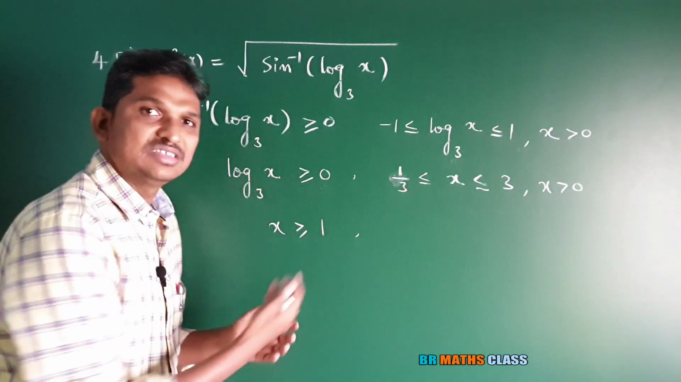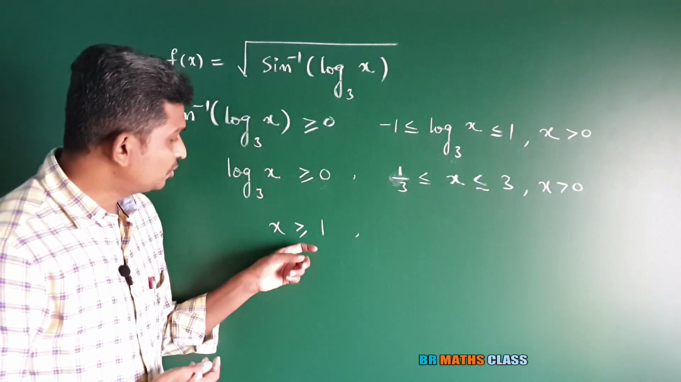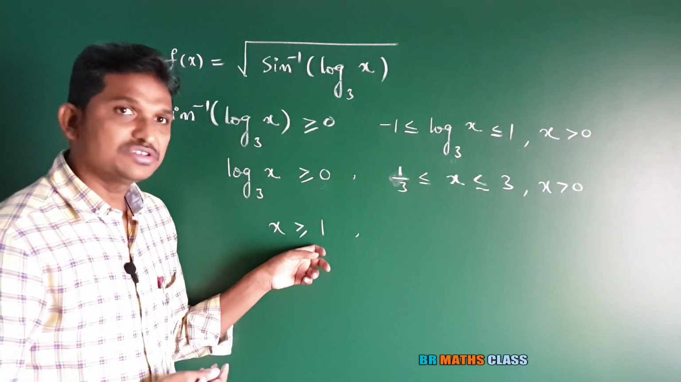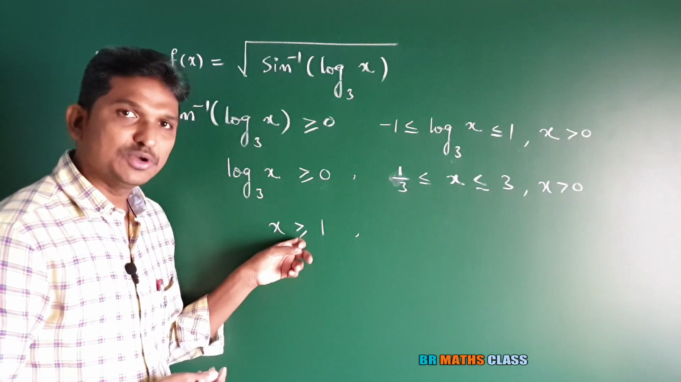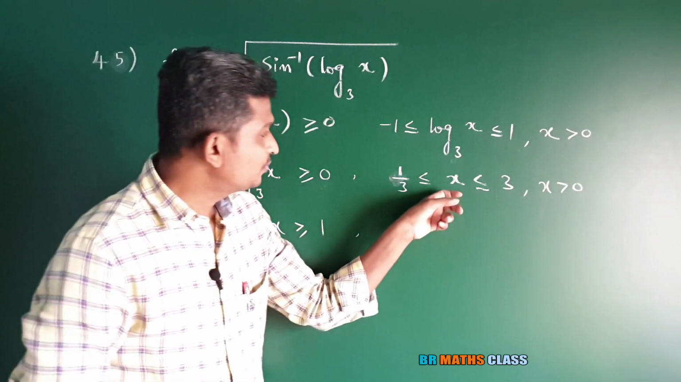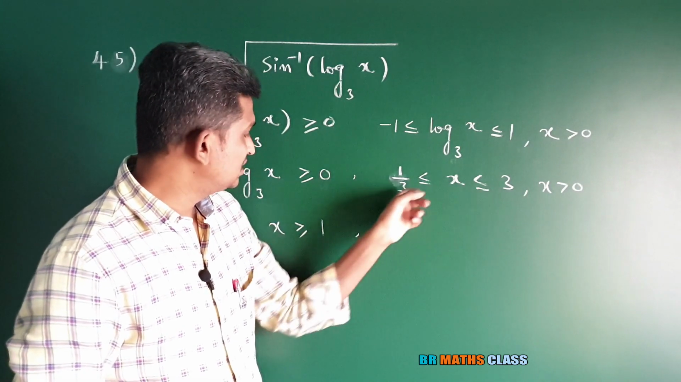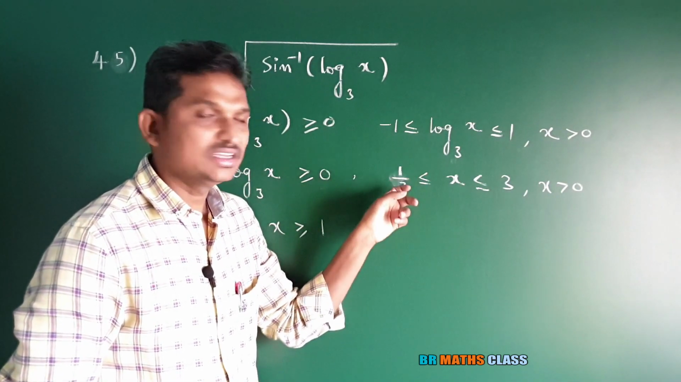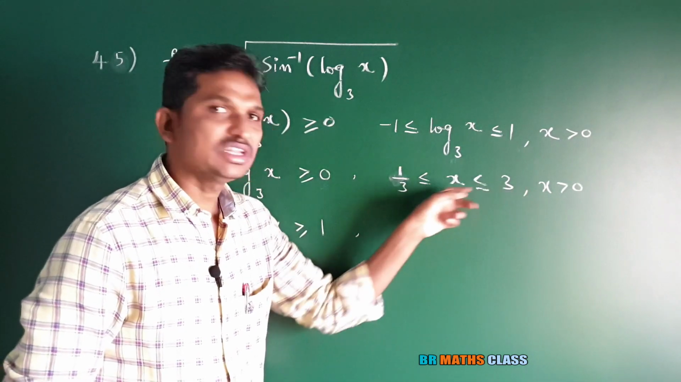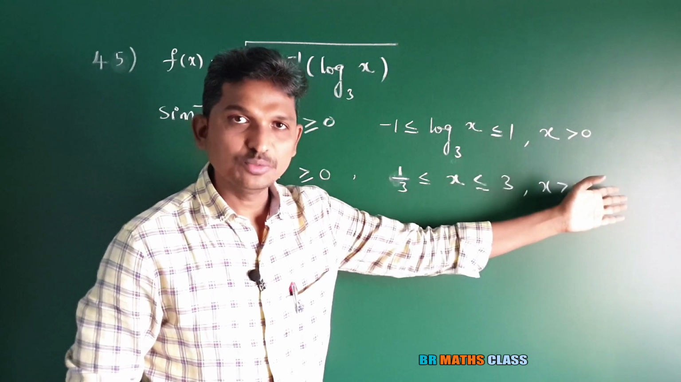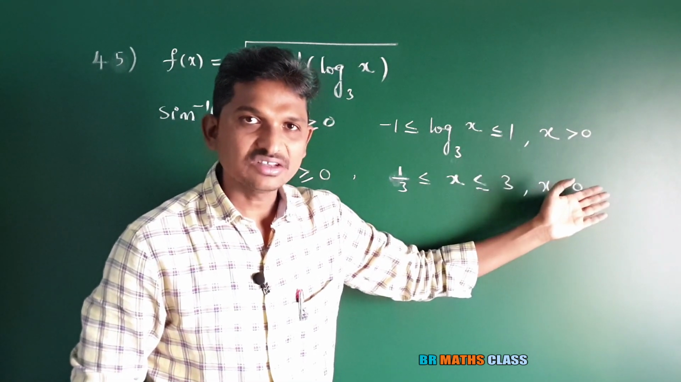By observing all these three inequalities, directly we can say, you observe in this, closed interval 1 to 3 is there. 1 is included because of equality, greater than or equal to 1, 3 is also included. 1 by 3 means 0.33 something you will get here. That means closed interval 1 to 3 is there in this. X is greater than 0 means closed interval 1 to 3 is there in this also.